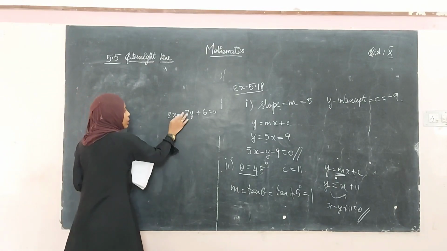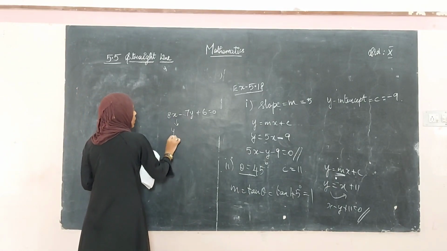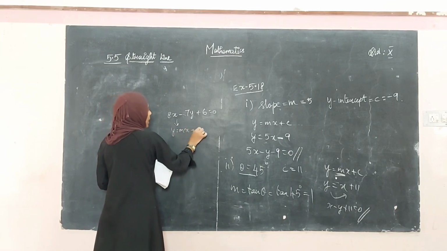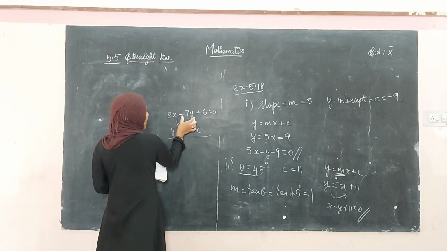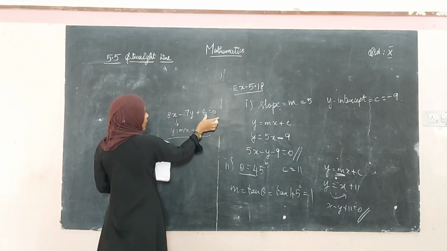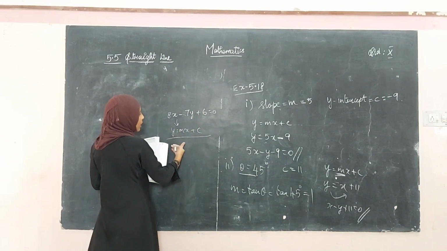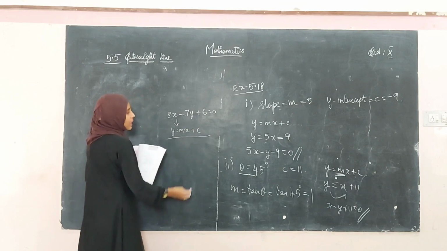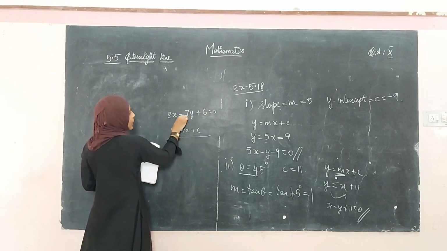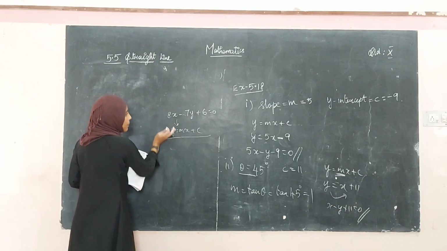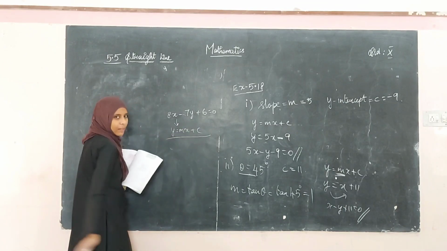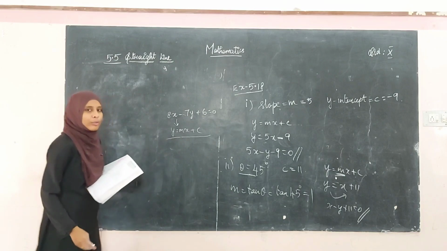So first what you have to do is rewrite this as y equal to mx plus c. You have to write it in this format. How can you rewrite? Take the plus 7y to the other side. So what will be the answer? 7y is equal to 8x plus 6. So here only y should remain on this side. So divide all sides by 7. y equal to 8 by 7 into x plus 6 by 7. So from that you can find the value of m and c.